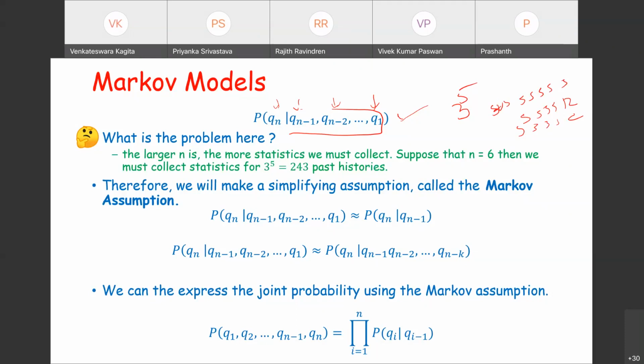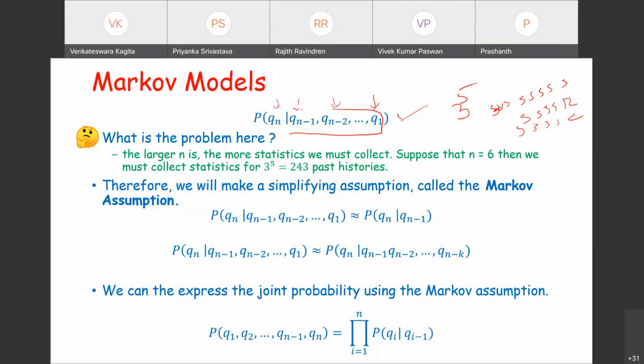10 power 100. Can you imagine that number? Is it possible to store that number? Those many number of statistics? Not at all, right? So therefore, we have to make some assumptions about this. That assumption is the Markov assumption. To simplify this, we are making some assumption.